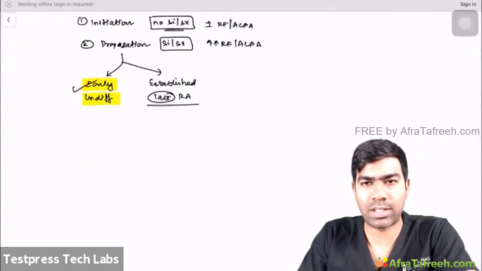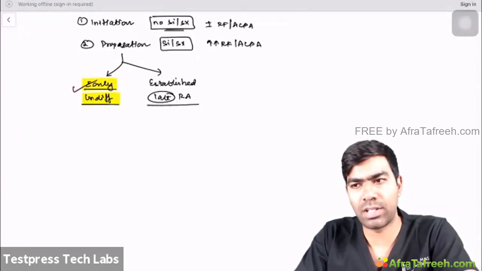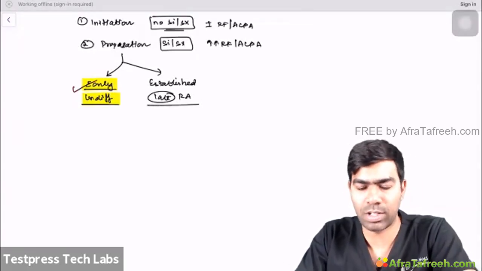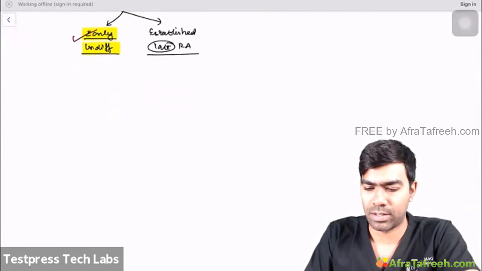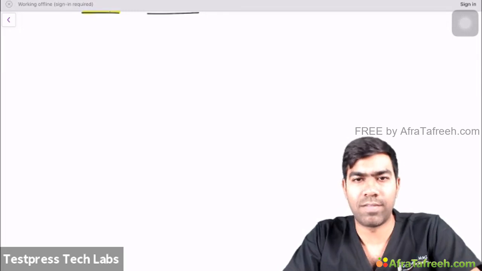Then, Saurabh is asking about the remission part. No. If you treat in early undifferentiated arthritis itself, then the chance of getting remission is more. That's all. Nothing else. If you go for the late stage, then the chance of remission may be very, very less.